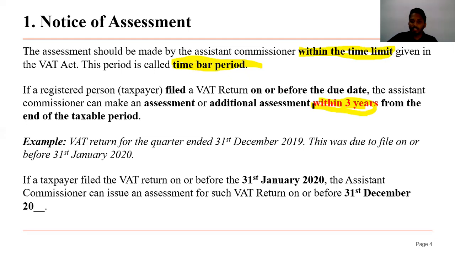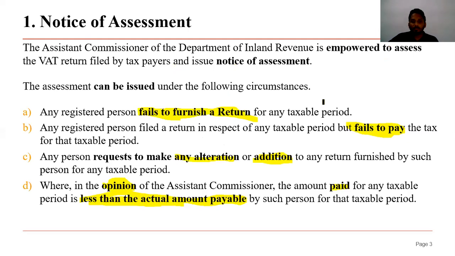Before moving to that, I'll share that in the case of assessment, they will issue an assessment if you do not file, or you file and fail to pay, or if there is any alteration, or if the paid amount is less than the actual amount. In these 4 cases, you will get an assessment.